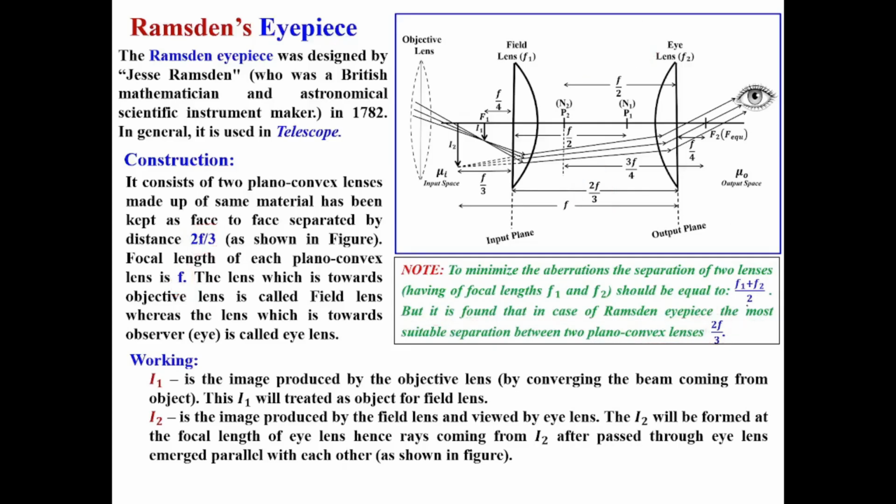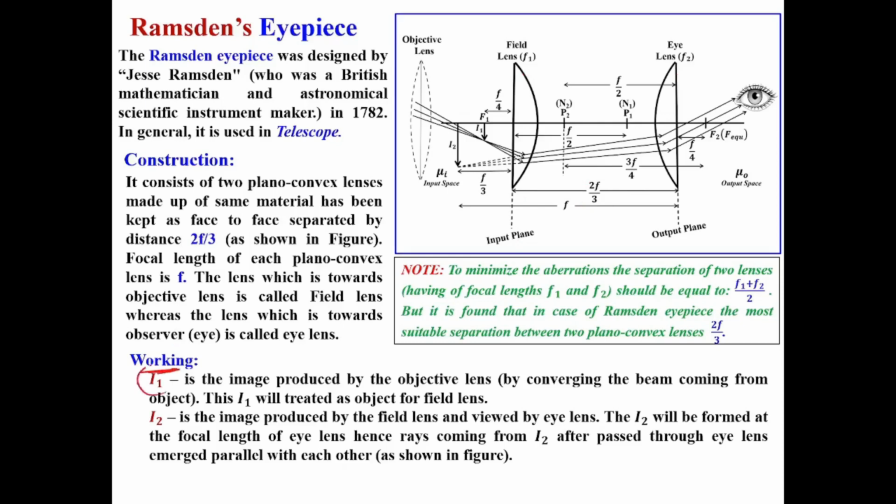Theoretically, we can minimize the aberration by considering this step. That means we have to separate the two lenses by a distance (f1 plus f2)/2. This is theoretical, but practically it is found that for the Ramsden eyepiece, the aberrations are minimized when they are placed with a separation 2f/3. So in the figure you can find the two lenses separated by a distance 2f/3. Okay, now we are going to go for the working.